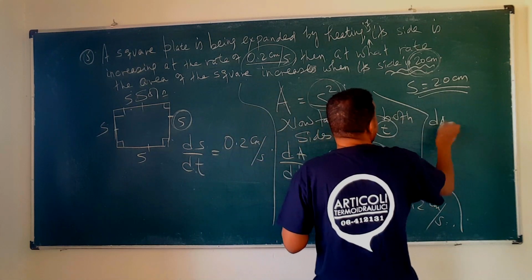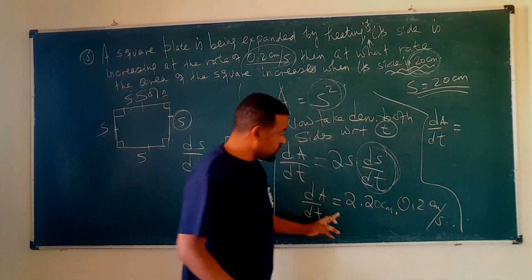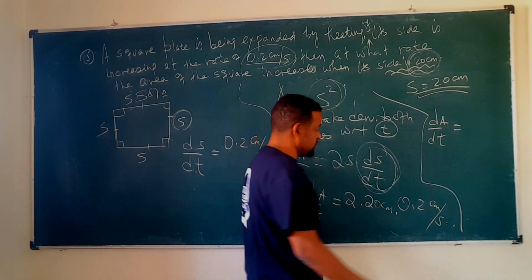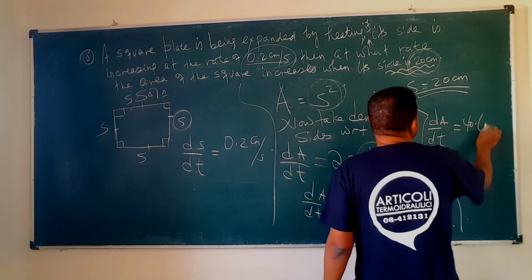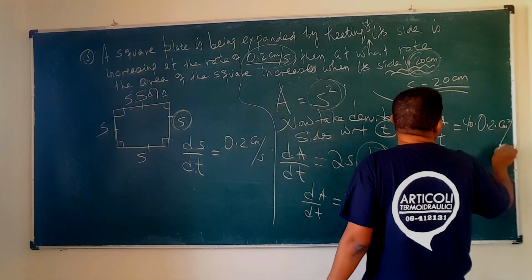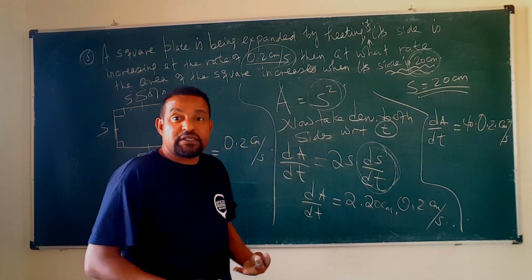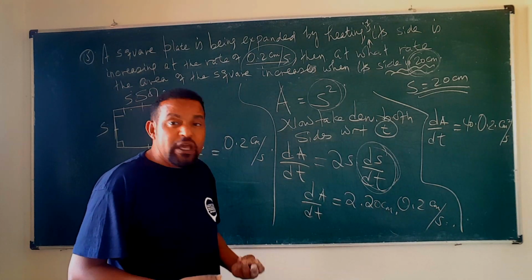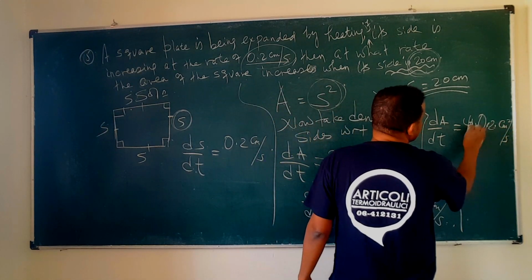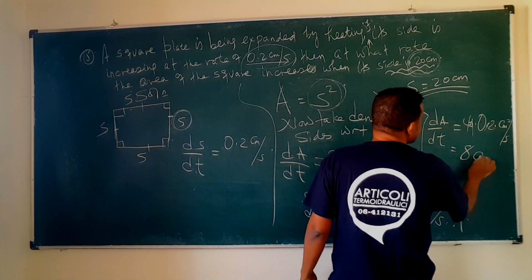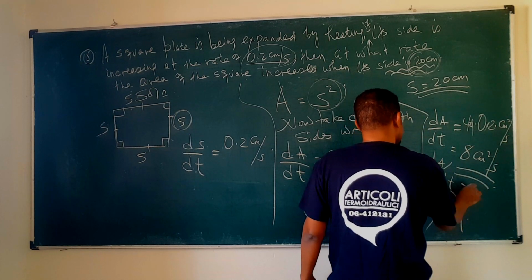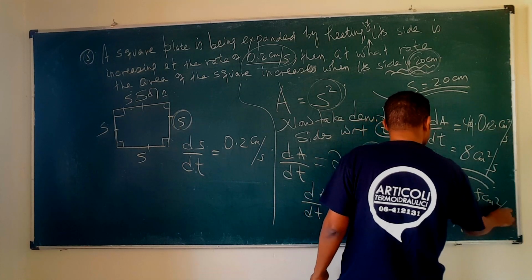So dA by dt should be equal to, okay, 2 times 20 is what? 40. 40 times 0.2 is what? 40 times 0.2. Centimeter times centimeter is centimeter squared per second. Look, centimeter squared per second, because we have been looking for the rate at which the area is increasing. Okay? So 0 በዚህ ይጣፋል። ሁለት ጊዜ 4 ስንት ነው ማለት ነው? 8 centimeter squared per second. So dA by dt is given by 8 centimeter squared per second.